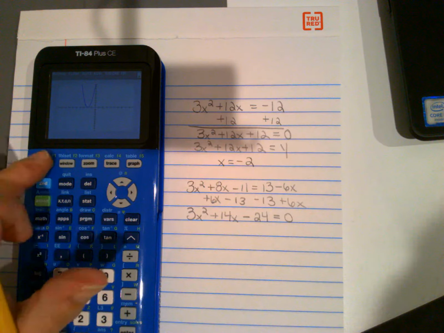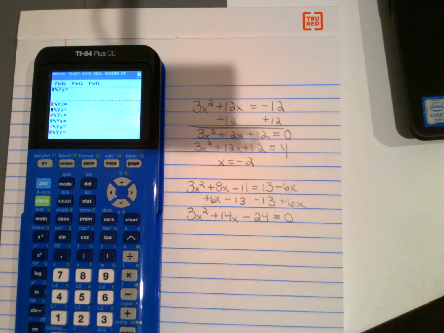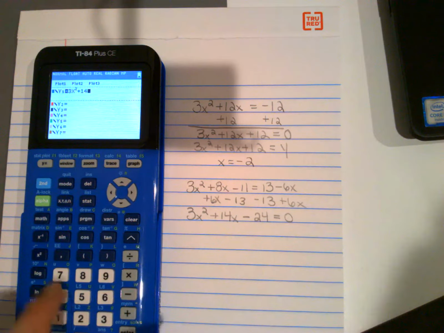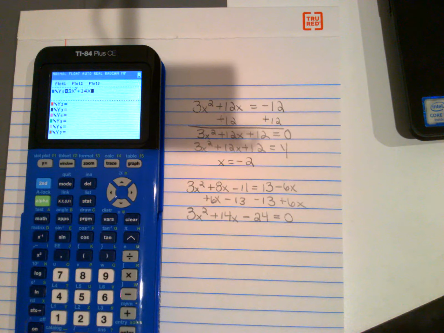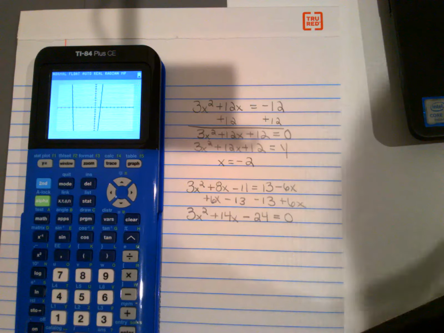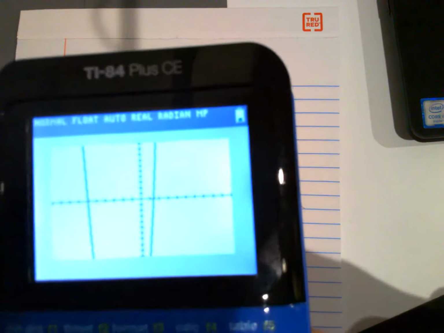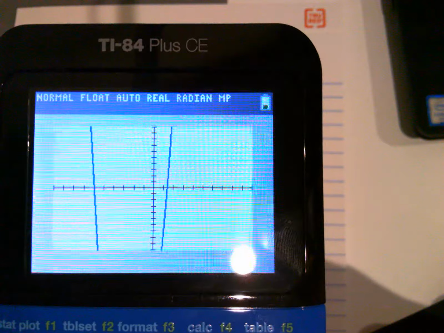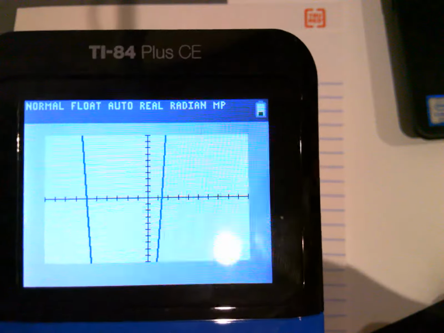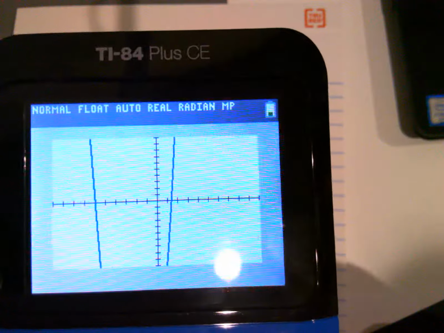And we'll go ahead and graph it. So we're going to do 3x squared plus 14x minus 24. I'll hit graph. Now for this one, we don't see the entire graph on there. We just see part of it. We can see the parabola. We know that that parabola is there, and we can find the answer. We don't need to see the vertex necessarily, so it's okay. We can get our answer from this.